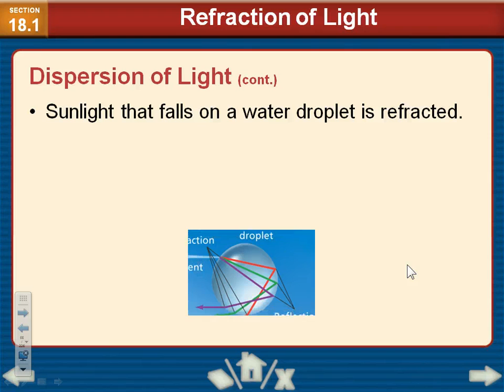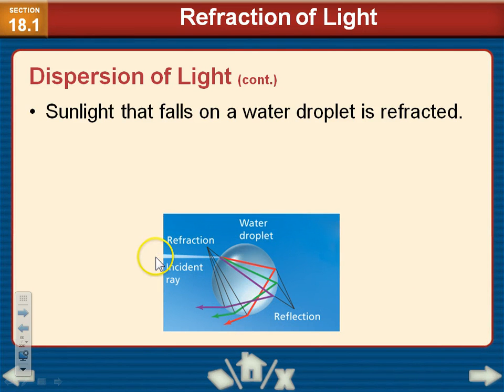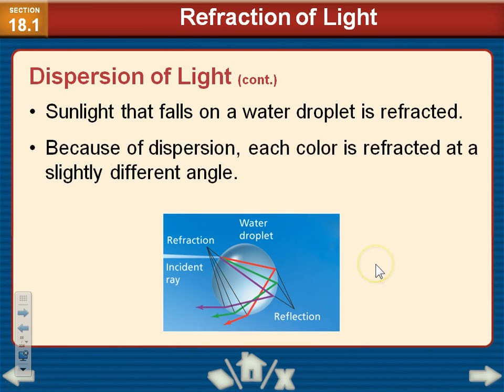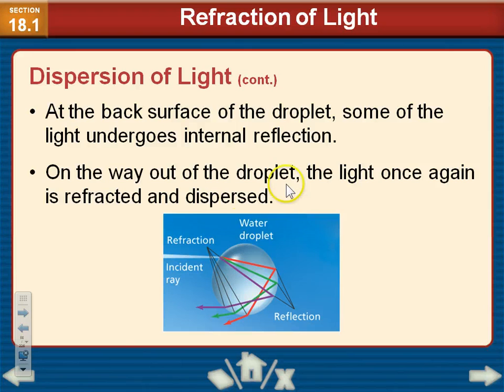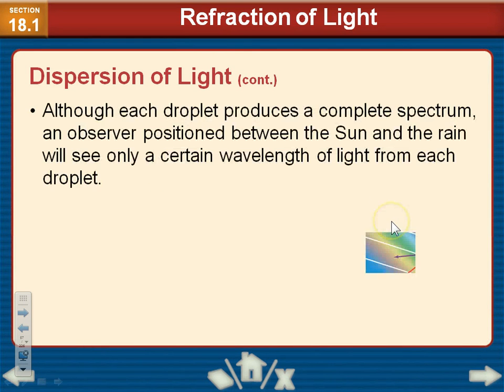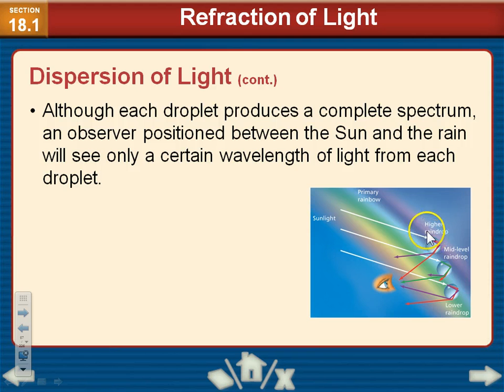Rainbows also involve this dispersion. Again, as the white light from the sun hits a droplet, some of it is going to pass through, some of it is going to be internally reflected, and the water is going to cause each color to be refracted a little bit differently. If you get enough of them, you'll end up with a rainbow. Again, on the way out, the light passes and is dispersed. So again, if you have enough of these droplets in the air, you could see a rainbow.